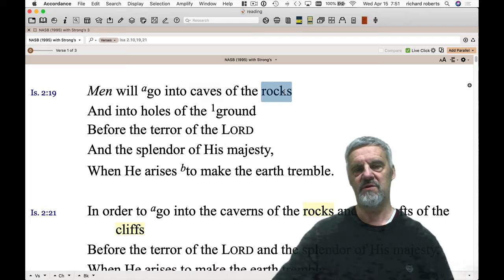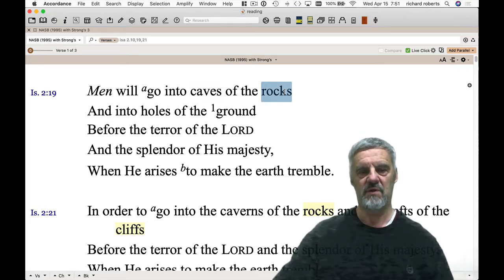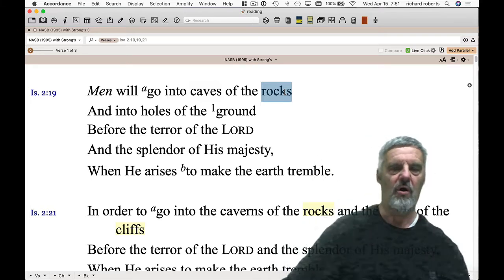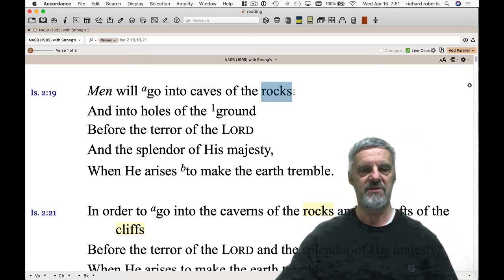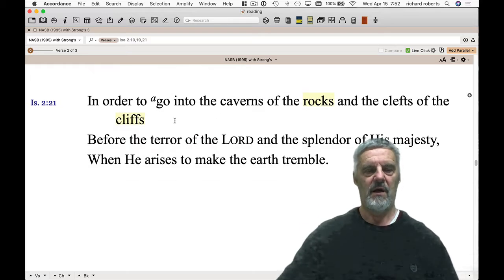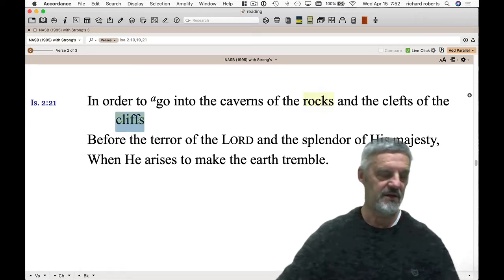If you've ever seen pictures of the Qumran caves, the caves that the Dead Sea Scrolls were found in, you see there are caves that are up high in the sides of a rock wall, kind of. And these caves in the rocks became places where men would hide themselves. And in verse 21, fleeing to go into the caverns of the rocks and the clefts of the cliffs. These are our two words used for rocks in this sense, and they're different words, but they're synonyms, and so we see them translated here, rocks and the parallel cliffs.